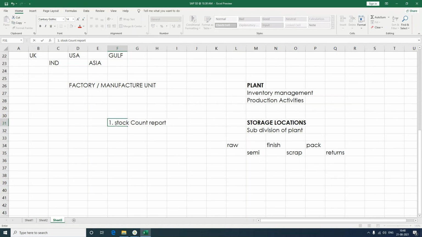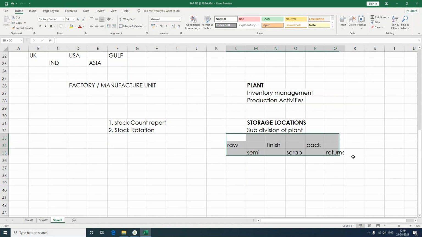And second, stock rotation. A product which has been manufactured first needs to be sold first. So for the stock rotation process also, we use this. There are a lot of advantages we get by maintaining multiple storage locations within the plant. So always remember these storage locations are within the plant. That's the reason we call it a subdivision of plant.